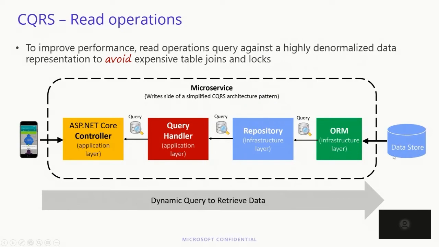Here's going to be our read data store. This should be denormalized. It should all be very fast, very lightweight. We shouldn't see a lot of business rules going on there. This should be very, very quick, highly optimized. This would be our reads. If we're doing our writes, that's going to be a little bit different.